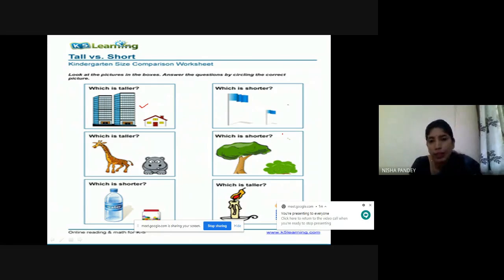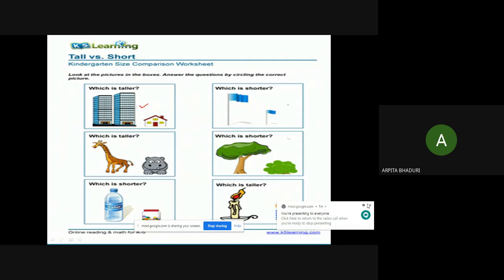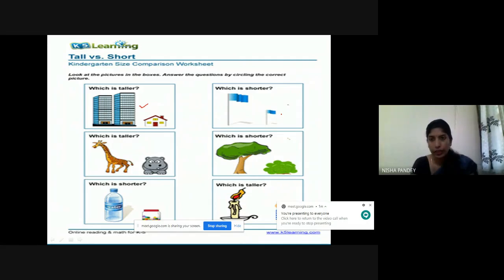Like this. Now here, children, we have which is shorter. So you can see two flags here. So which has less height, which will be shorter? Ma'am, the second flag. So this will be shorter. Very good.